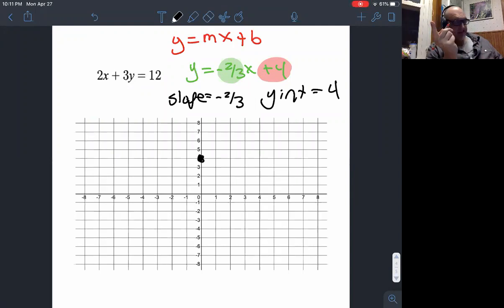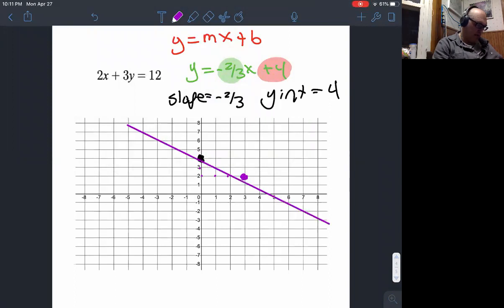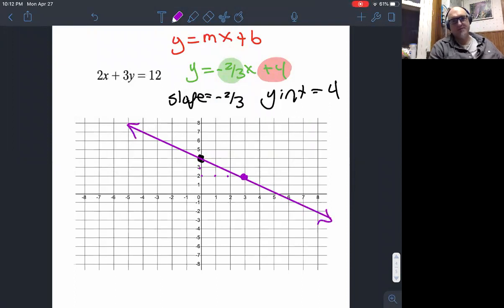So just like I said before, we're always going to go to the right for the run part. But if it's negative, we're going to go down first. So negative 2/3 means rise negative 2, run positive 3. 1, 2, 3. Always to the right. And finally, we connect it with a straight line. Put some arrows on the end, and boom, we are good.